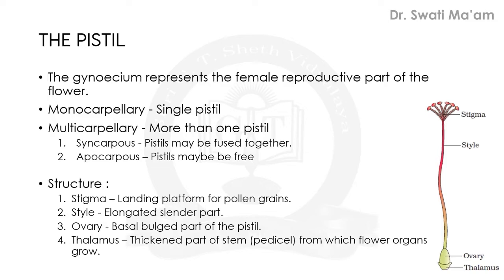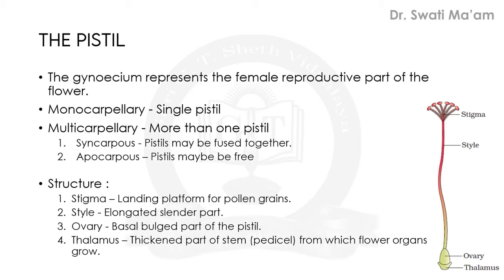Pistil is the single unit of gynoecium. Actually, the pistil may be single, which is known as monocarpellary condition. If more than one pistil is present, the condition is known as multicarpellary. Multicarpellary may be of two subtypes, syncarpous and apocarpous. Syncarpous means the pistils are fused together. But in apocarpous condition, more than one pistil is present, but they are free.